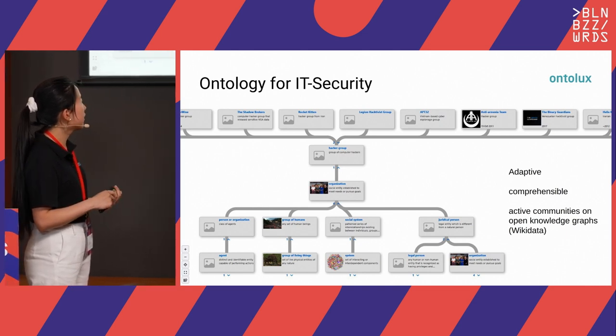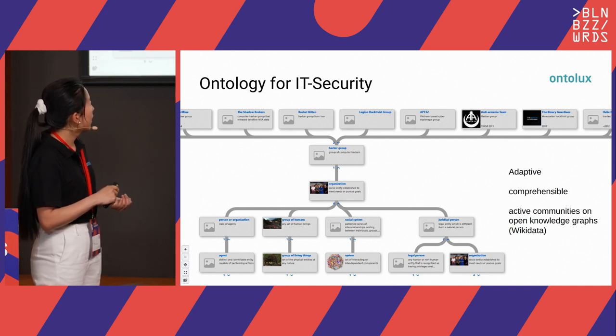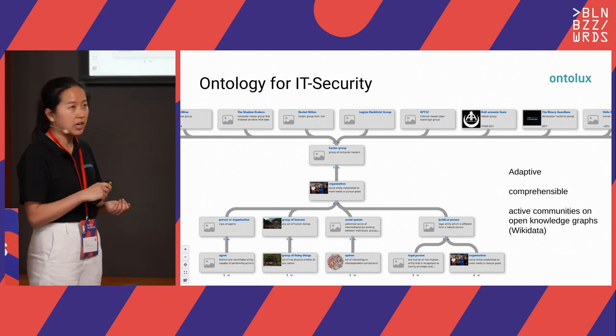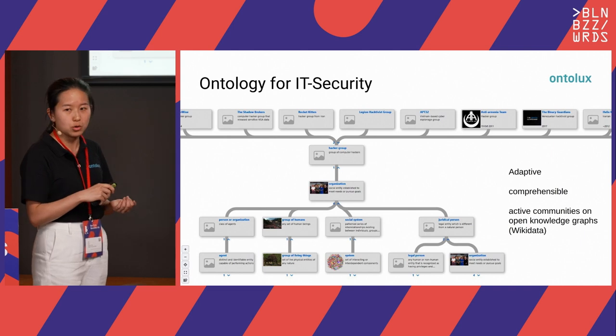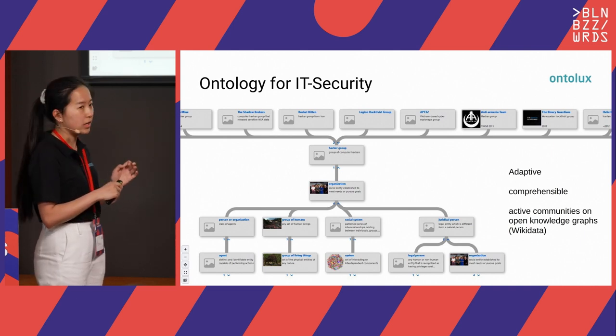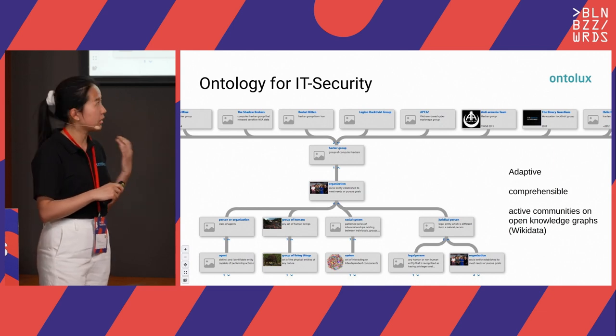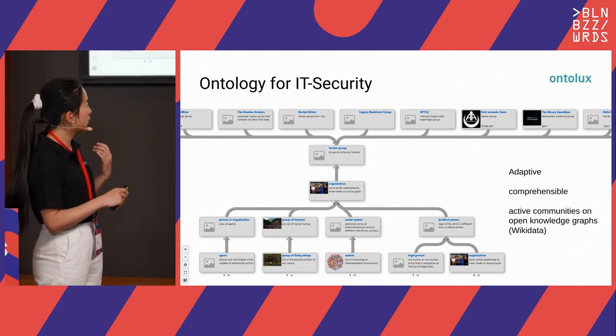In the case of IT security, this is what an IT security ontology might look like. You could have an organization, under organization there could be a subcategory of hacker group, and under hacker group you could have all different sorts of individual hacker groups that appeared in the past. So you get a more hierarchical, clear structure of this specific domain.